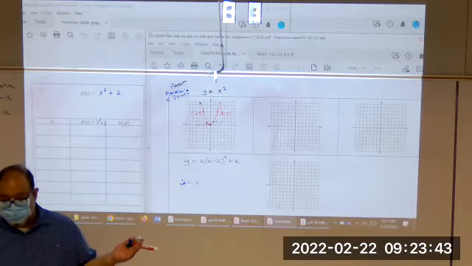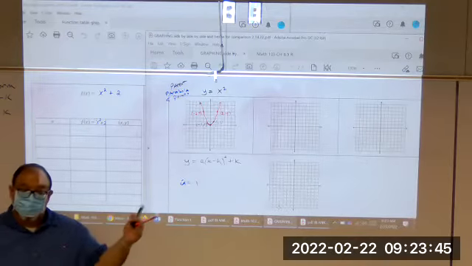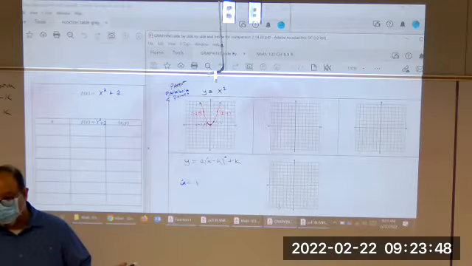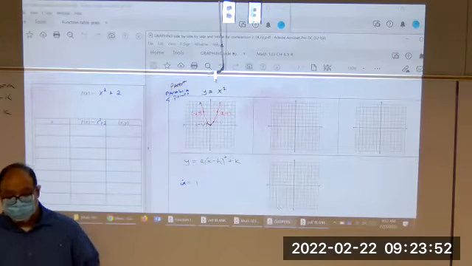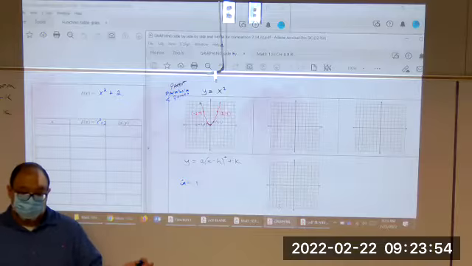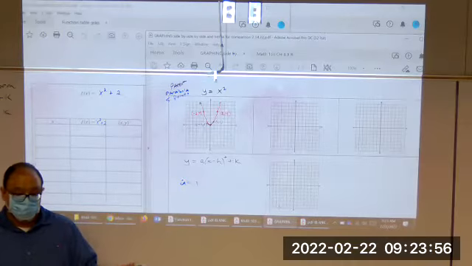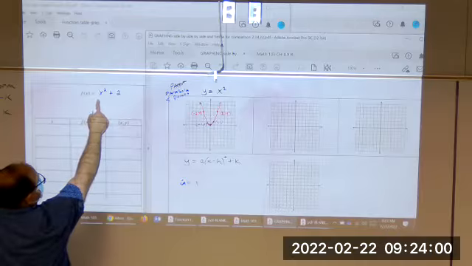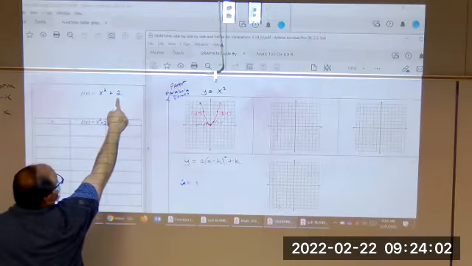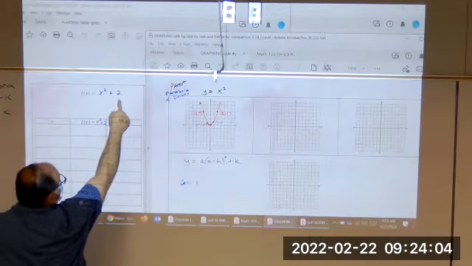Okay. K is what happens after the square. K comes after the square itself. It's either added or subtracted after the square. So, is there a parenthesis? No. So that must be the K.